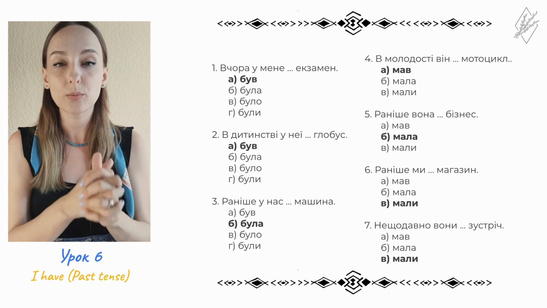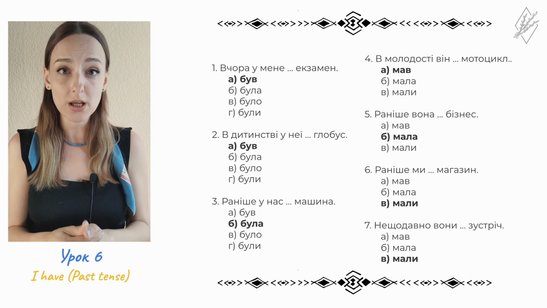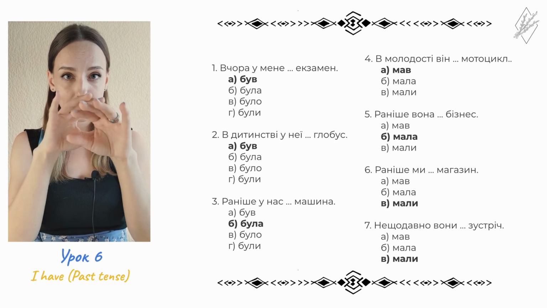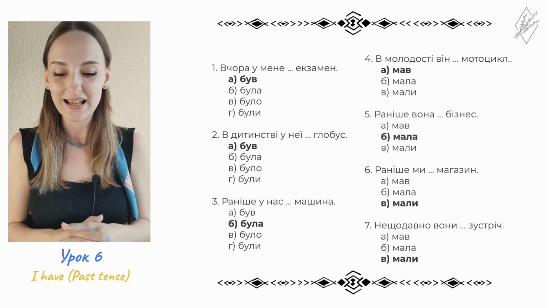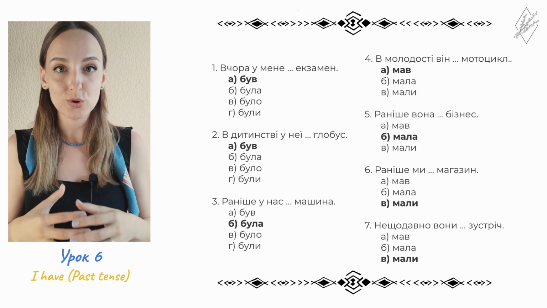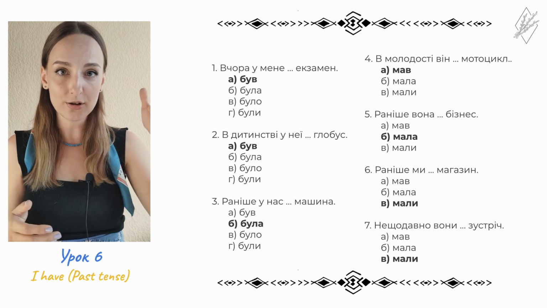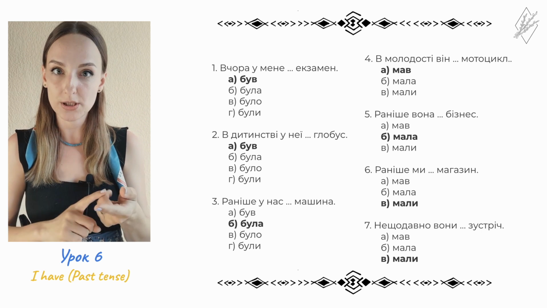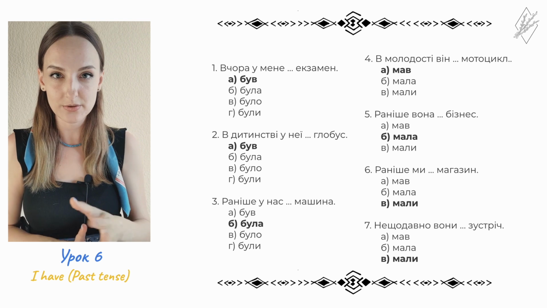Вчора у мене був екзамен. В дитинстві у неї був глобус. Глобус, it's like a globe, right? A map of the world, the round one. Раніше у нас була машина. Here all the verbs depend on the object. Машина, глобус, екзамен. In the second column, we have a little bit different situation.